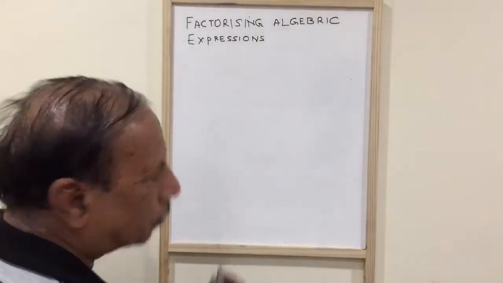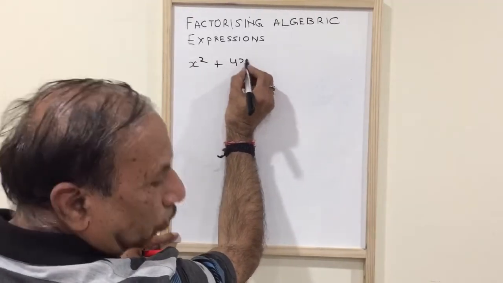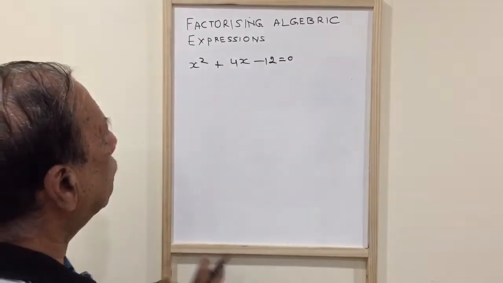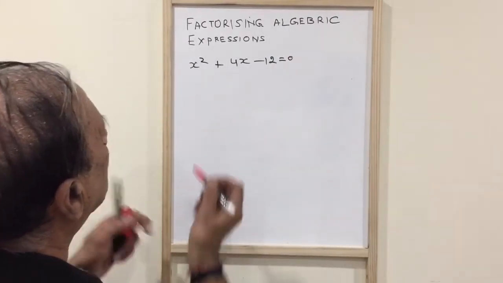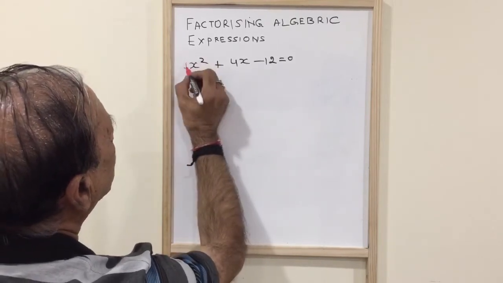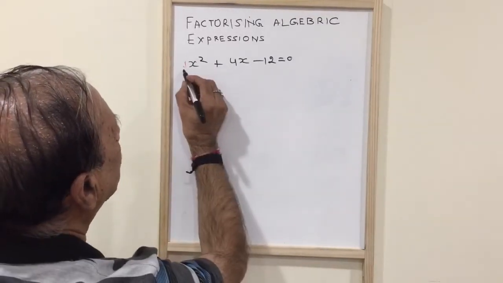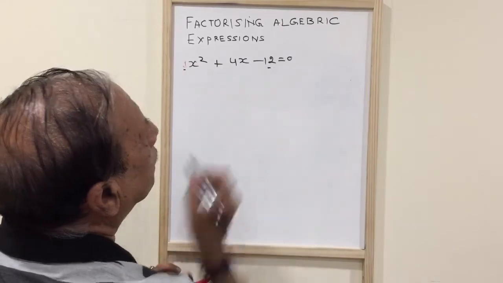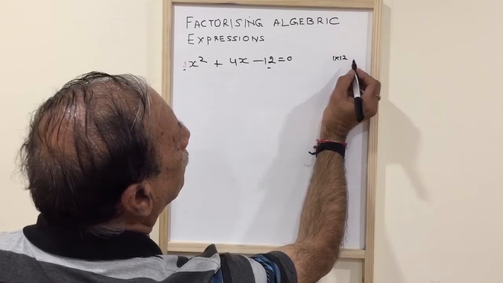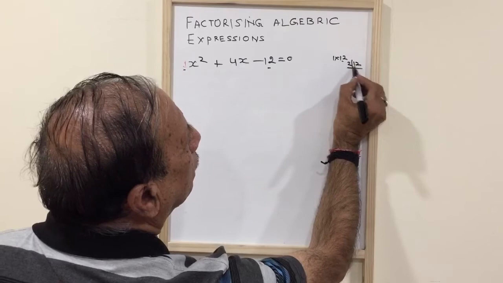It is x square plus 4x minus 12 is equal to 0. So what you have to do now: if there is no constant over there, it will be counted as a constant 1. So we'll multiply the constant of x square with this constant number. We'll take the multiple of this, so we'll take the factors of 12 like this.